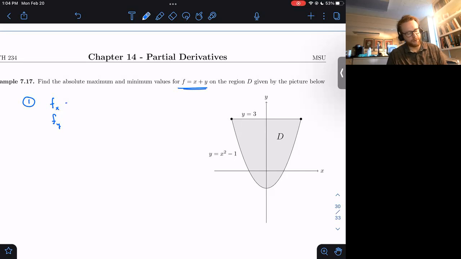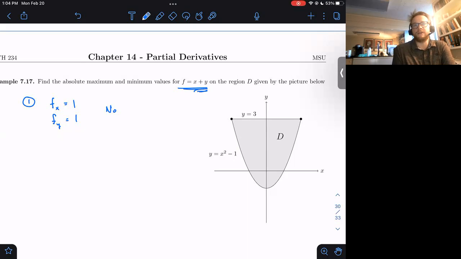So if I take my partial derivative with respect to x, here's my function over here. Partial derivative with respect to x is 1. Partial derivative with respect to y is also 1. And my question is, how can I make both of these equal to 0? What values of x or y could I plug in where they're both equal to 0? And the answer is, sadly, there aren't any ways to make these both equal to 0. They're constants, right? They're both equal to 1. And so there are no critical points that we get from this first step.